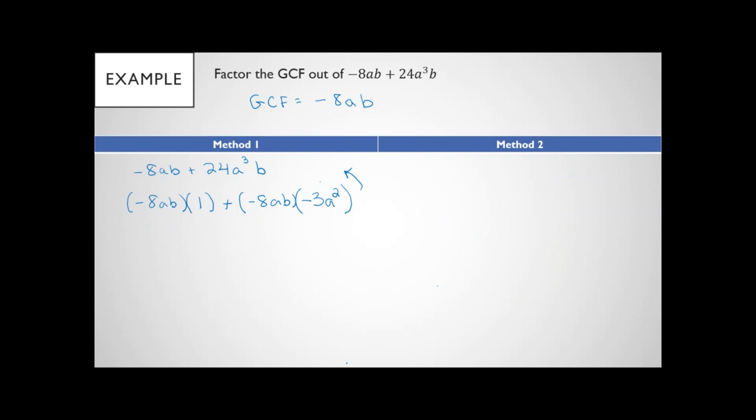So once you've set that up, then your GCF goes in front, the thing that's in common, so negative 8ab. And then in parentheses are the second things, and I could write this as 1 minus 3a squared. I'm going to just highlight this so you can see that I have the GCF in front, and I separated those out. That goes in front, and then what I didn't highlight goes into my parentheses.